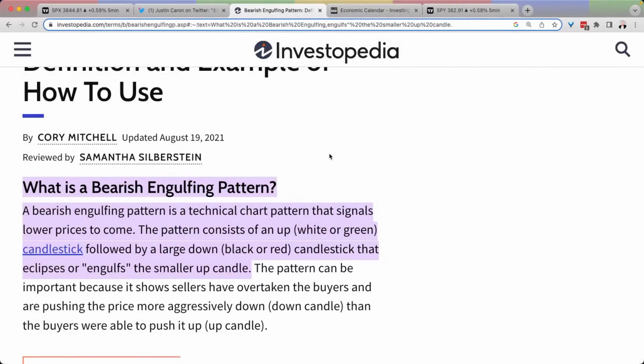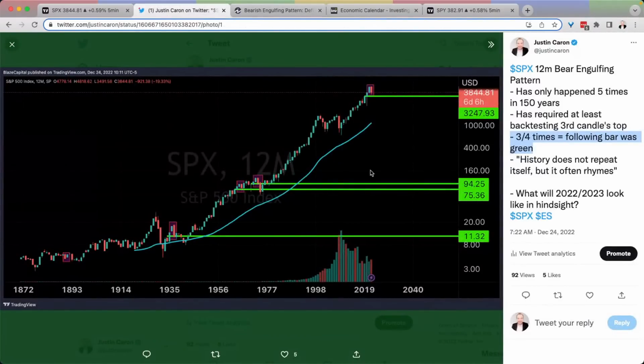What is a bearish engulfing candle? A bearish engulfing pattern is a technical chart pattern that signals lower prices to come. This pattern consists of an up green candlestick followed by a large down or red candlestick that eclipses or engulfs the smaller up candle. The pattern can be important because it shows sellers have overtaken the buyers and are pushing the price more aggressively down. Then buyers were able to push it up. That's all it means. It's just a pattern. It tells us the psychology of what people are thinking.